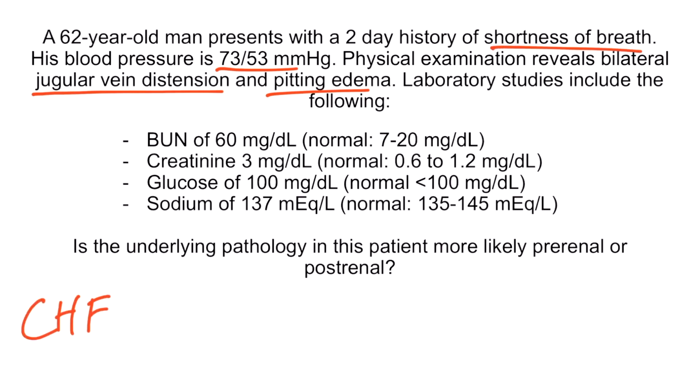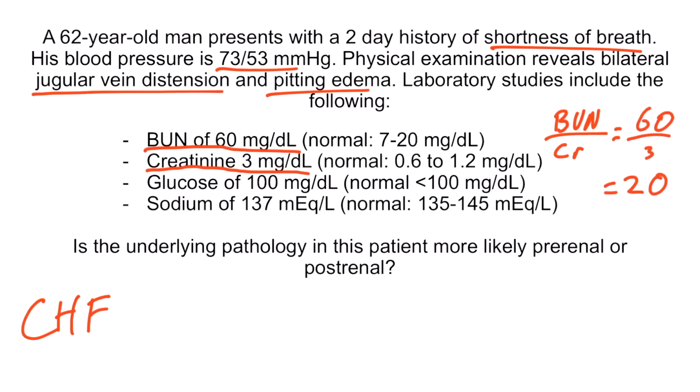And laboratory studies show a BUN of 60 milligrams per deciliter and creatinine of 3. So what's the BUN to creatinine ratio? Well, that would be 60 divided by 3, which is 20, which is greater than 15, so greater than normal. So the tubules in this patient are likely functioning, because you wouldn't expect a BUN to increase more than creatinine unless the tubules were reabsorbing more BUN than usual.